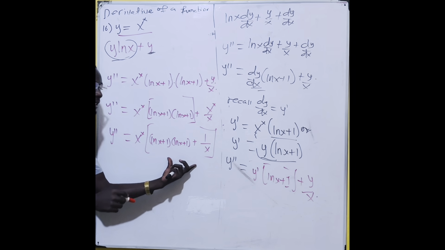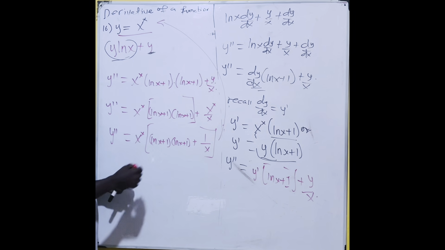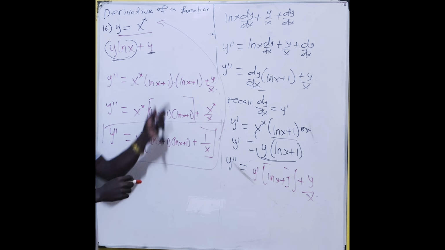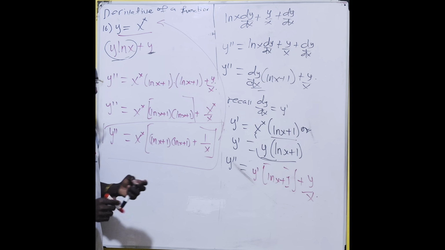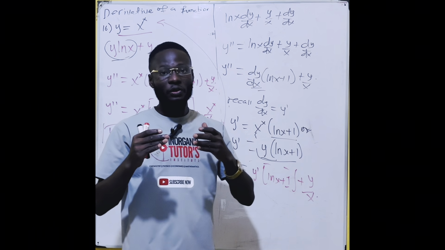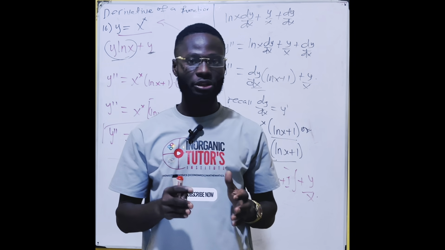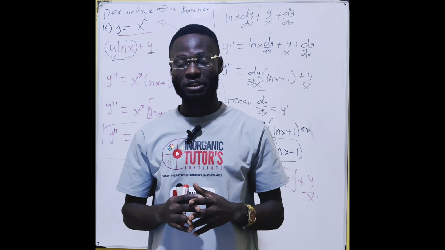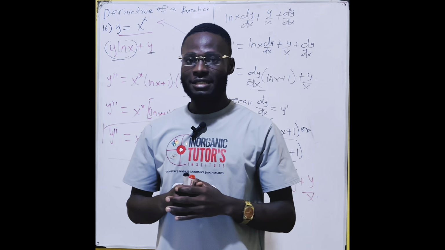Okay, so this becomes our final solution to this particular problem. That is our second derivative to this particular problem. Very, very easy, right? So for this to be easy for you, you have to master the quotient and product rule. For differentiation to be very cheap for you, you have to master those things, right? Now let's move on to question number 17.